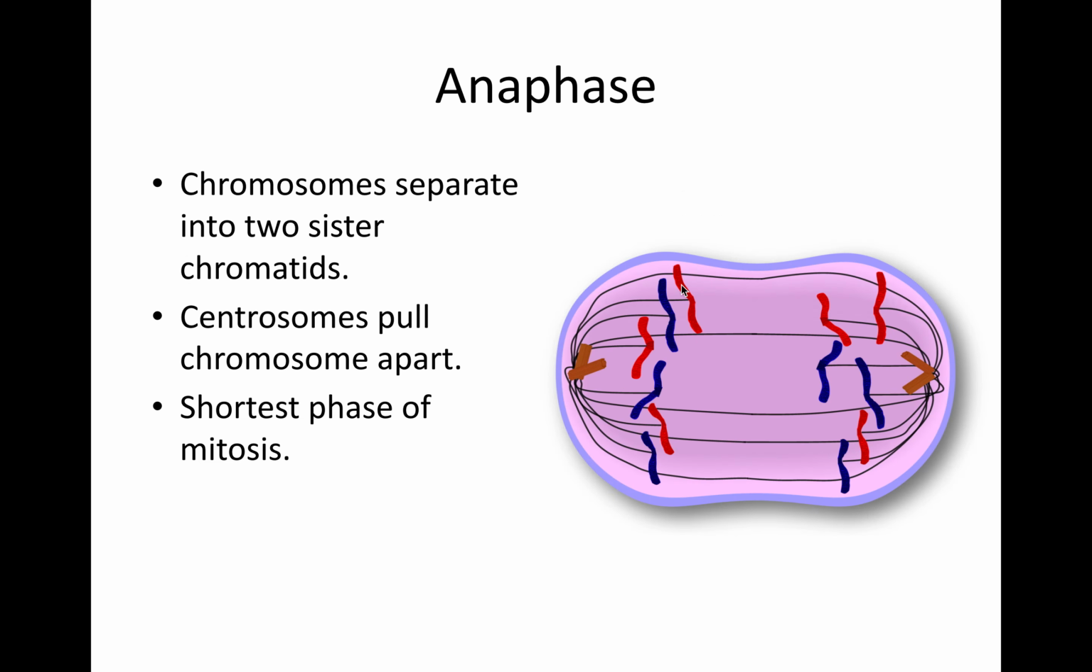So in PMAT, P stands for prophase, M stands for metaphase, and A stands for anaphase. Okay, anaphase is where you're going to pull those chromosomes apart. So chromosomes separate into two sister chromatids. They're being pulled apart by the spindle. And this is the shortest phase of mitosis. So literally the only thing you need to know is anaphase is where chromosomes are pulled apart. That's it.